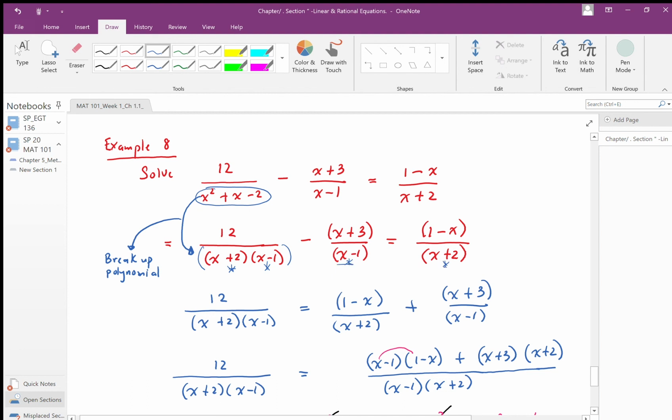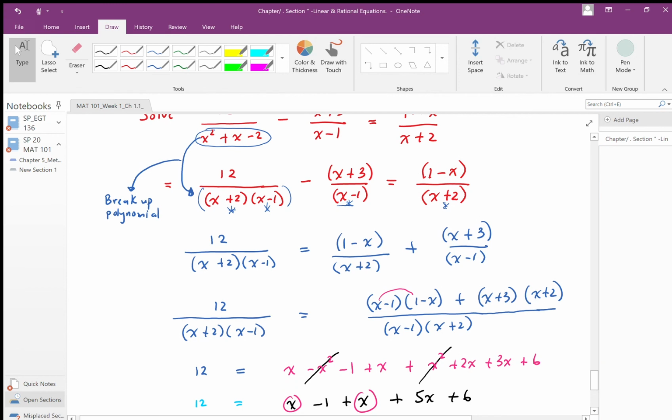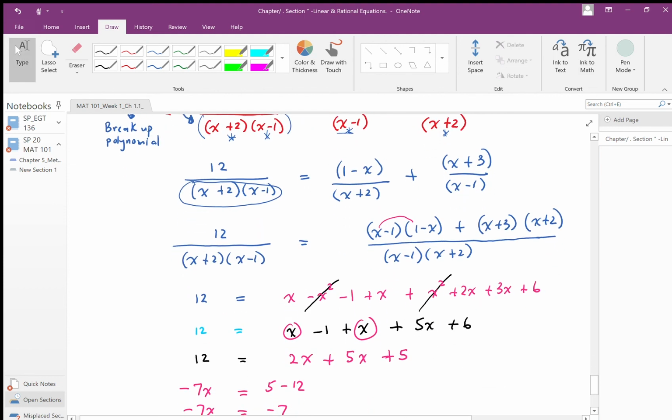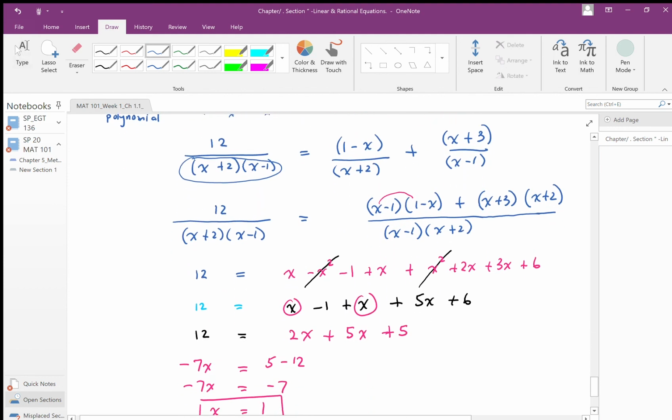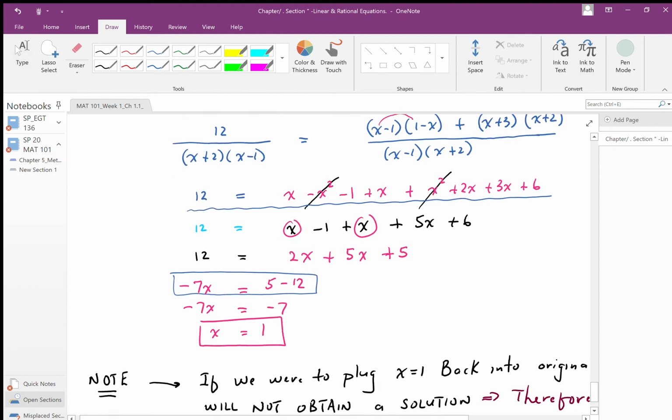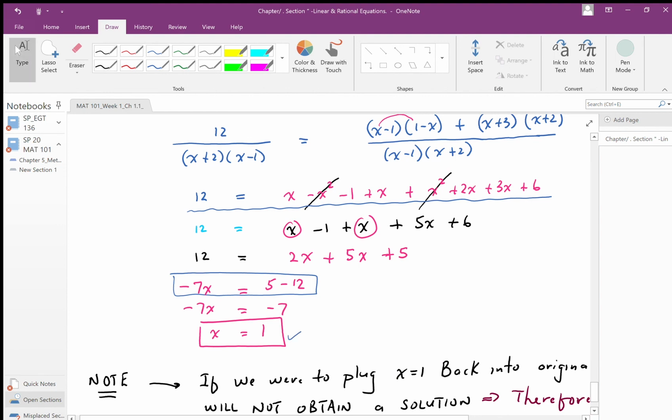Now what we can do is multiply the whole expression by this expression right here, right? And when we do so, you're going to be left with this. You can continue the algebraic computation, whereby you're going to get 7x equals 5 minus 12. And you solve for x, you get x equals 1.